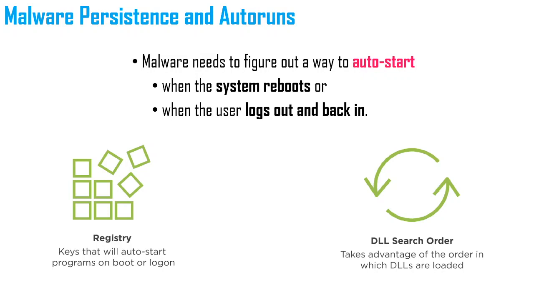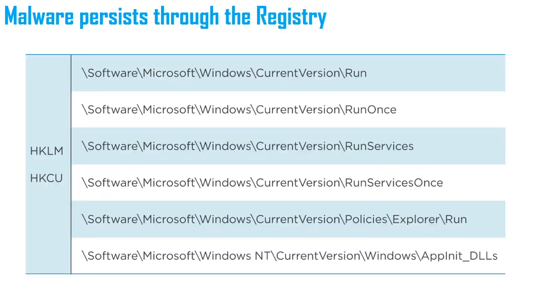The second technique may be DLL search order. This takes advantage of the order in which the DLLs are loaded. We are going to see this in the coming slides, right? So through the registry entries, the malware author creates the malware in such a way that it modifies the registry entries present in the system, so that the malware persists through the registry entries.